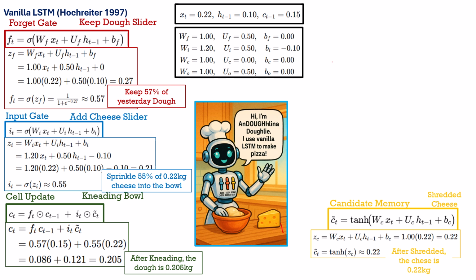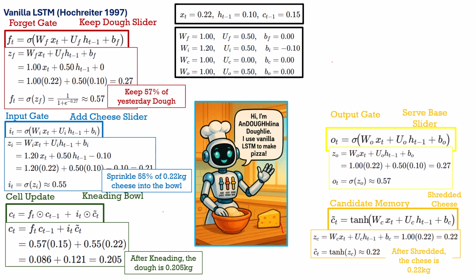Next, we will be using the output gate, or surface slider pizza, to decide how much of the dough from the kneading bowl we will use to put on the tray for baking. Okay, next in here, based on the calculation, we will be using only 57% of the dough from the bowl.